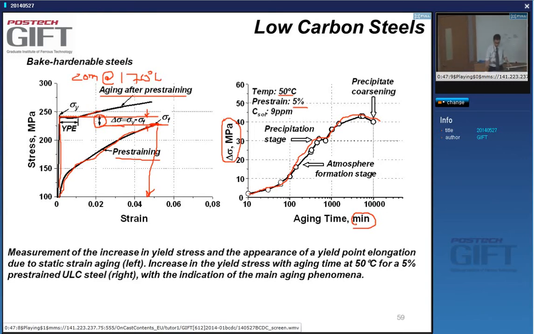Now, what is important for the industry is about 20 minutes. So this is 10 minutes, 20 minutes at 50 degrees C. That's a very low temperature. I chose it because it illustrates that you have two levels of things happening here. First is the atmosphere formation, and then this stage here is the precipitation stage. So first you form atmospheres, then you form precipitates, and then the strength decrease is because the precipitates continue to grow and coarsen. Then you lose strengthening because they take away carbon and become larger, and because they're larger, they provide less strength.